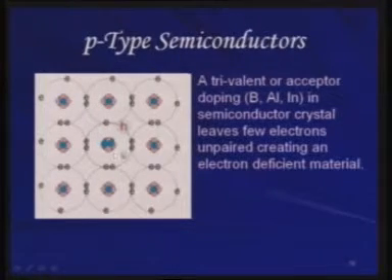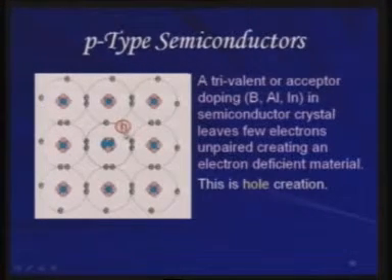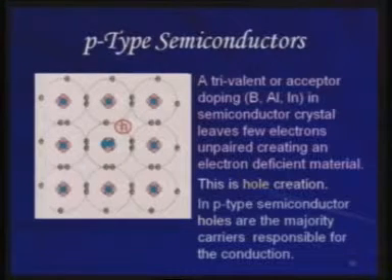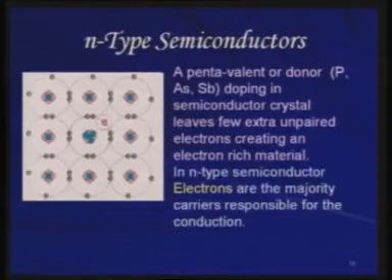Now if you add them to this matrix that we were seeing earlier, for example, if this is a boron atom, then since it has only three valence electrons, there is a vacancy, because it can cater to its three neighbors very well, but it cannot cater to this neighbor. So this neighbor is left high and dry, and we have what is called a hole, or a deficiency of electron here. This kind of deficiency is actually the creation of a carrier. In p type semiconductors, holes are the majority carriers responsible for conduction.